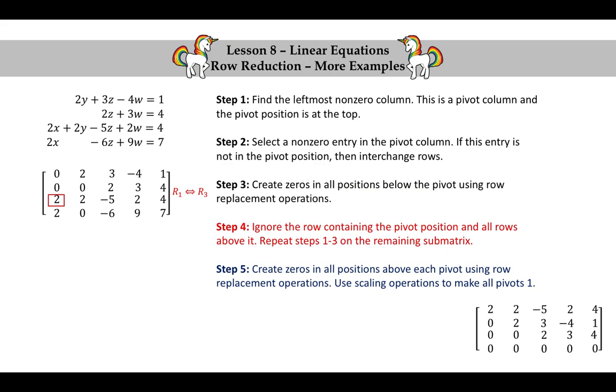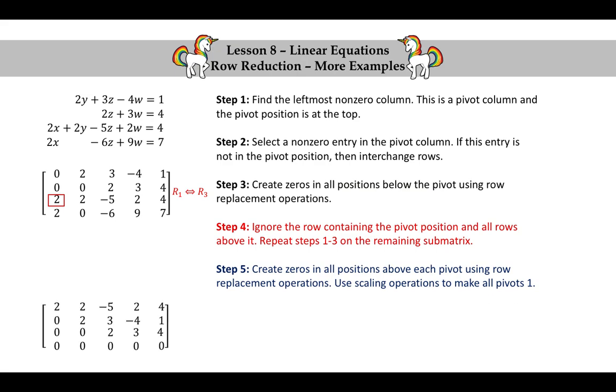Okay, now what we have is a matrix that's in row echelon form. Let's continue to step 5 to get it into reduced row echelon form. So we're going to create zeros in all positions above each pivot using row replacement operations. Doesn't matter what pivot we start with. Let's start with this pivot and get a 0 in the position above it. So we have to change that circled 2 to a 0. And to do that, we'll do row 1 minus row 2.